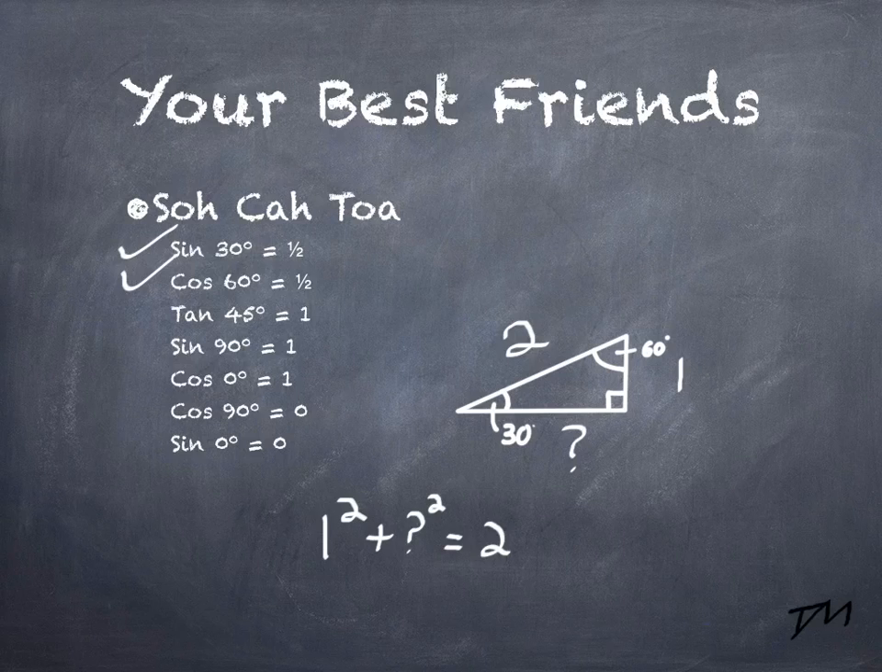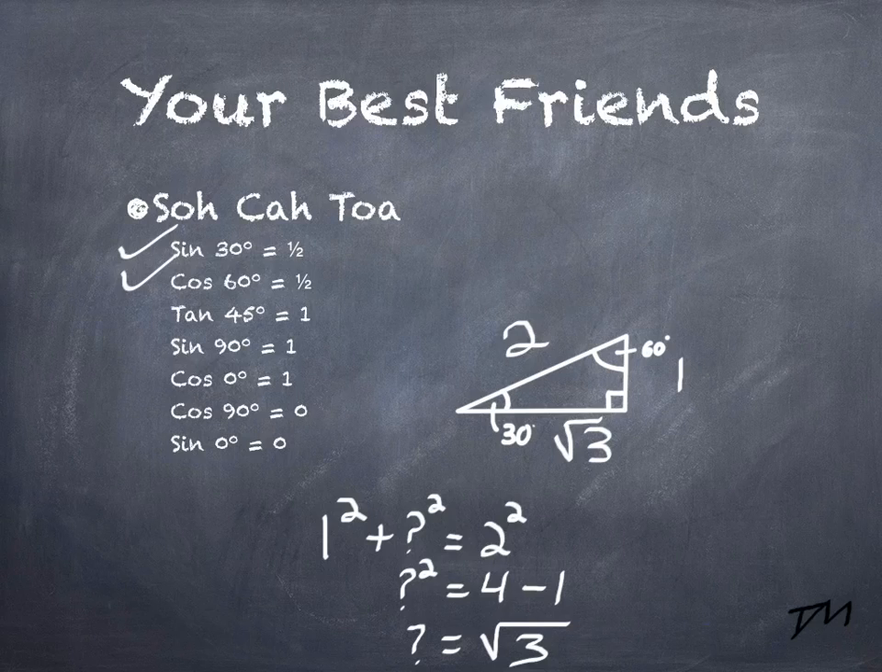Well, using Pythagoras' theorem, 1 squared plus that length squared equals hypotenuse squared. So let's rearrange our numbers here. Solving for that mysterious length, we get 2 squared, which is 4, minus 1 squared, which is 1. 4 minus 1 is 3, and therefore the length that's adjacent to the 30 degrees or opposite the 60 degrees is equal to root 3.